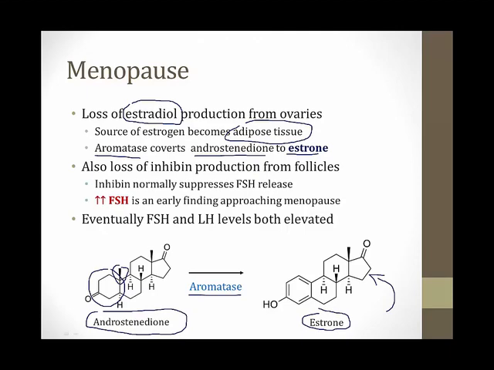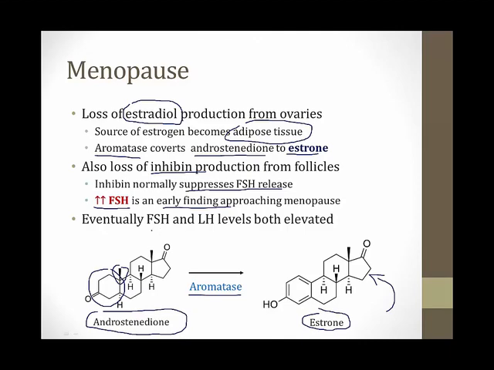In addition to losing estradiol from the ovaries, women lose inhibin production from the follicles, and inhibin normally suppresses FSH release, so you will see a high FSH in women who are menopausal. An increase in the FSH level is an early finding in women approaching menopause that you can see in biochemical testing.